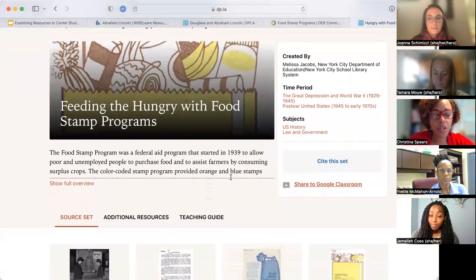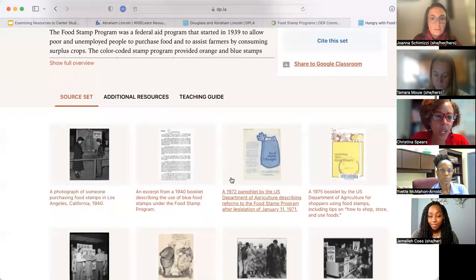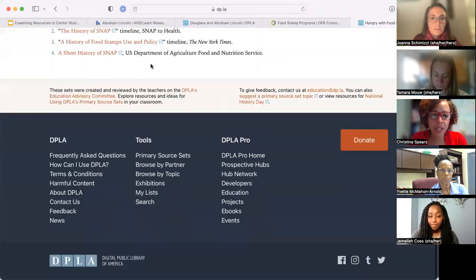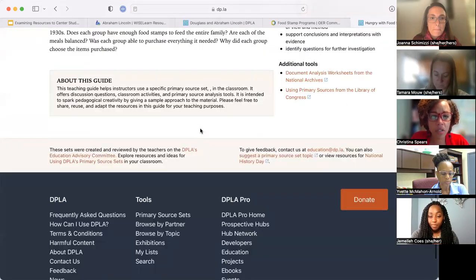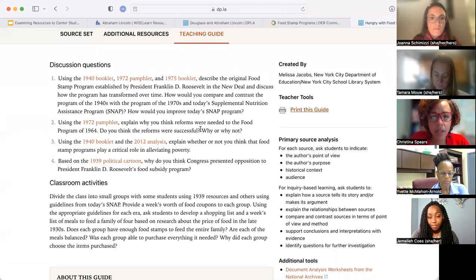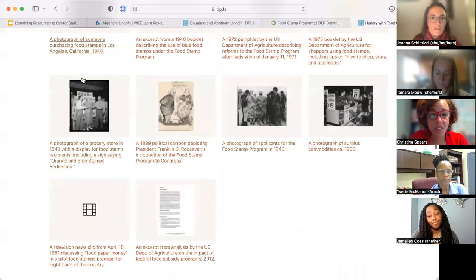And this resource that we're sharing with you in our session, Feeding the Hungry with food stamp programs, has all of those things that I named. It's standards aligned. There's a strong introduction about the purpose of the resource. There's a really strong group of primary sources, a primary source set, as well as additional resources from other places outside of the Digital Public Library of America that we can use to supplement what's there, as well as a teaching guide that offers discussion questions for students, as well as classroom activities to help you engage in what is the food stamp program, how did it start, and how does it live today. So this resource gives us a great start.